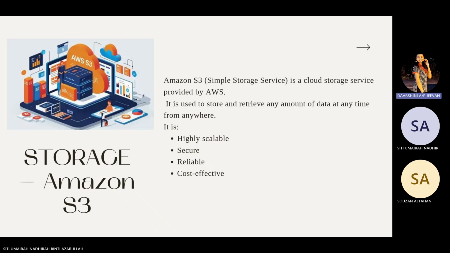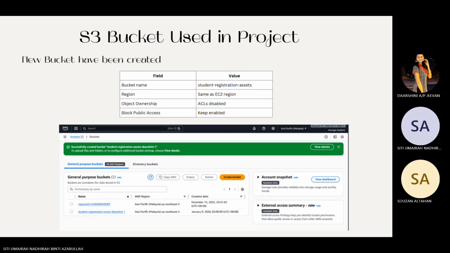For the next part, which is storage, we create an Amazon S3 bucket to store and retrieve any amount of data at any time from anywhere. For this project, we have created a new bucket in S3, which is named Student Register Access Darshini 1. So it's successfully created in Amazon S3.